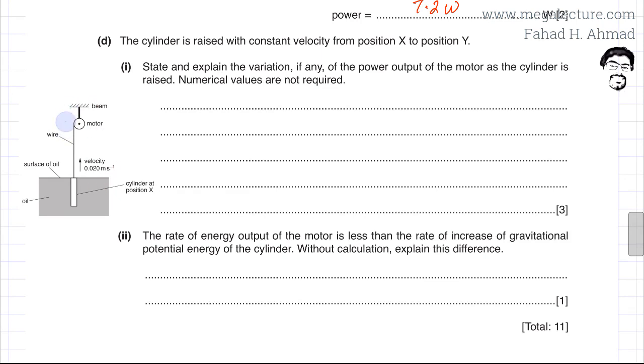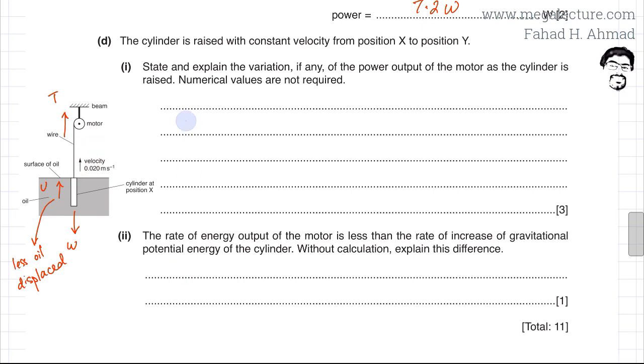Remember that there was tension T in the wire. There's W, the weight of the object, and then there is the upthrust caused by the displaced oil. So as the cylinder moves out of the oil, less oil would be displaced. So less oil is displaced. And if less oil is displaced, that would mean that the upthrust is going to decrease. It's going to be lesser.